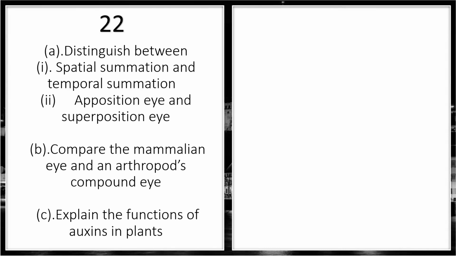Number 22. Distinguish between spatial summation and temporal summation. Number 2. Apposition eye and superposition eye. Number 3. The mammalian eye and an arthropod compound eye. Compare the two. C. Explain the functions of the auxins in plants.